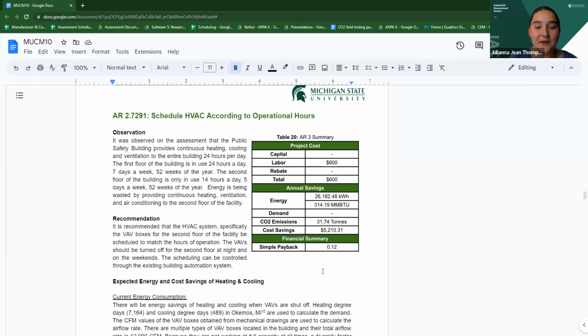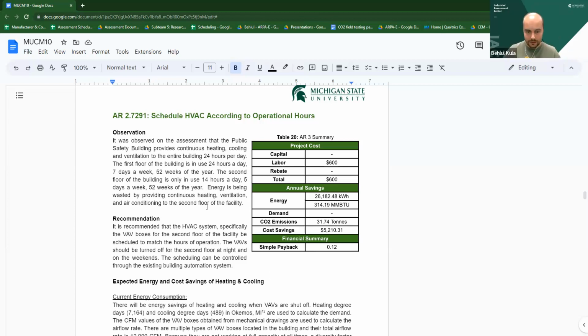For this one, we noticed in the public safety building that both of the floors had constant 24/7 heating, cooling, and ventilation, even though it's only really the first floor that is in use at that time. The second floor is only your typical business day hours. So this recommendation is for going into that building automation system and getting the HVAC on a schedule to follow the operational hours, so you aren't providing heating, cooling, and ventilation to the second floor of the public safety building when no one's there. That will help save on both heating and cooling costs.